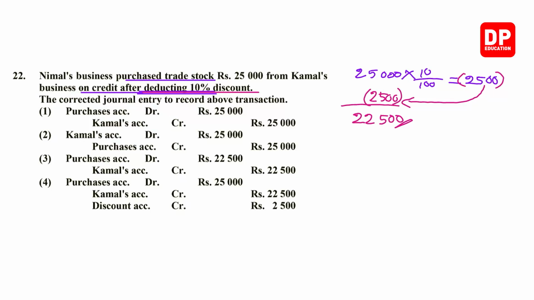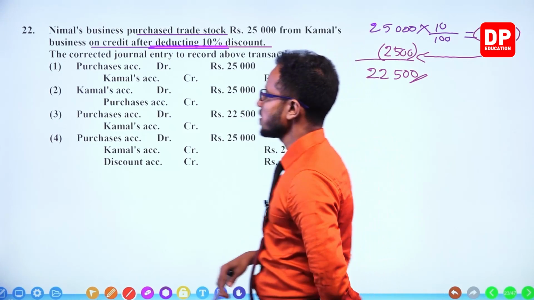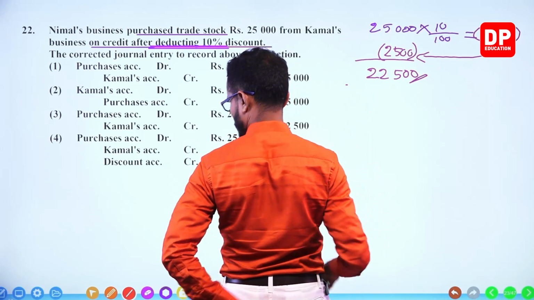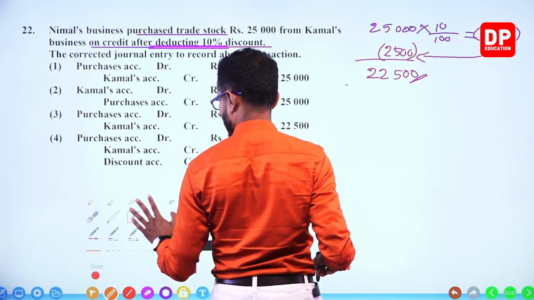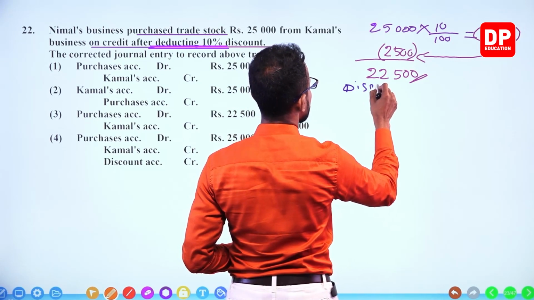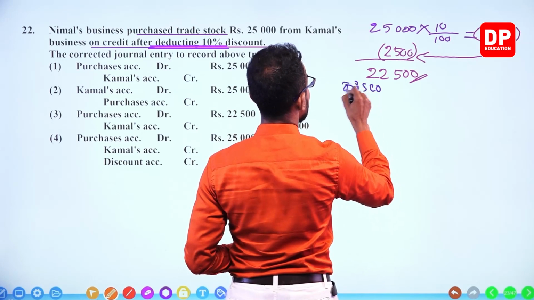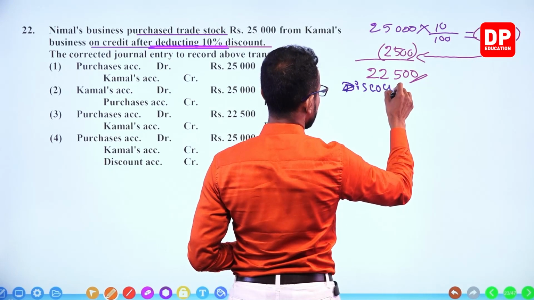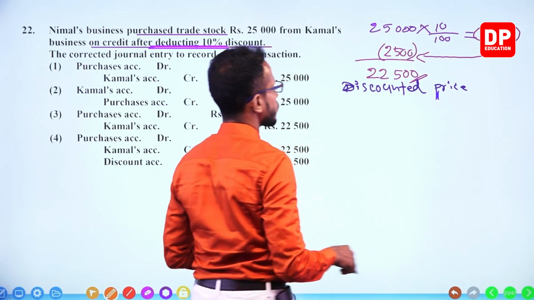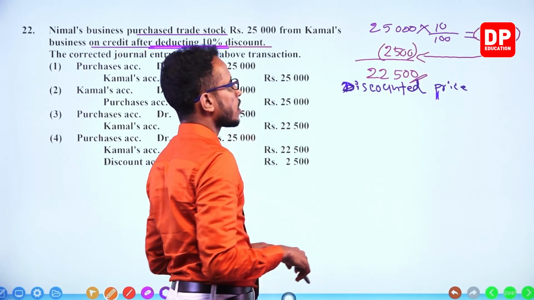You know that. Okay, so purchasing trading stock 25,000 from Kamal on credit after deducting 10% discount. This is the discounted price. This one, discounted price. After discount is deducted. Discounted price. Got it?